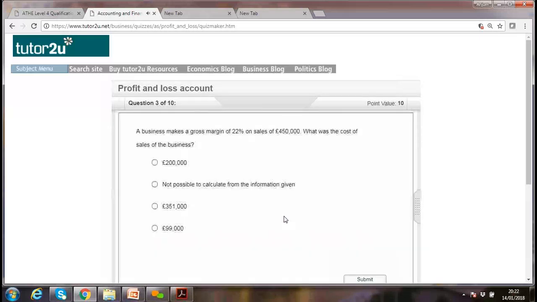That's not. Okay. A company makes a gross profit of 22% of the sales. What is the cost of sales? If my gross profit is 22 out of 100, so 78% will be my cost of sales. What will be 78% of 450,000? Which figure is correct? A, B, C, or D?